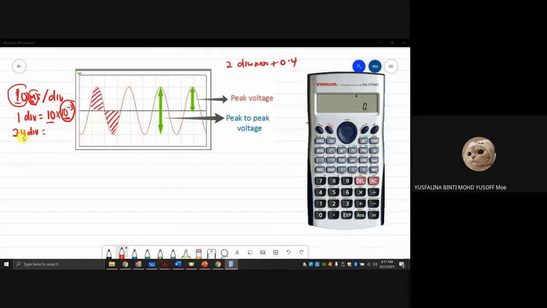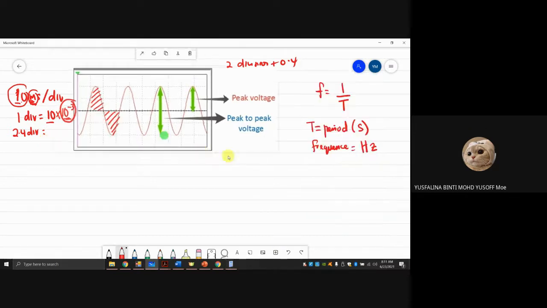Hello class, can you understand how I got 2.4 division here? Do you understand how I get 2.4 division? Teacher, can you please repeat? Yes, okay. Just tell me if you don't understand.